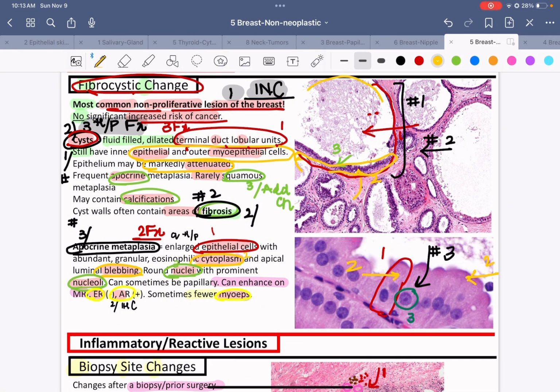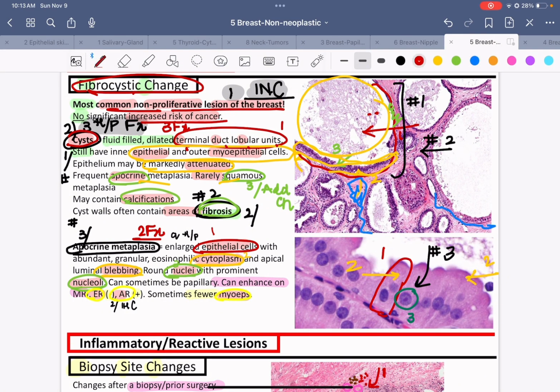But since it becomes so dilated by the inner cystic fluid, the lining can become attenuated, or it can undergo apocrine metaplasia or squamous metaplasia. We can also find frequent calcifications in fibrocystic disease. The next component, besides the cysts, is fibrosis. So here you can find fibrosis in between the cysts.